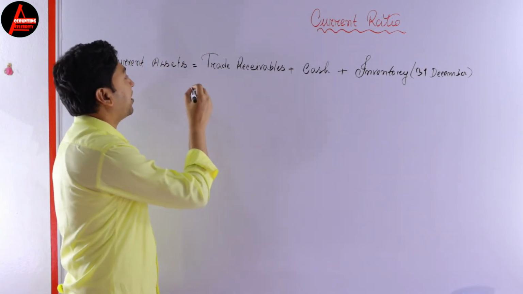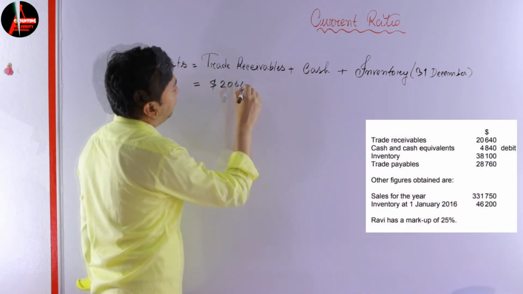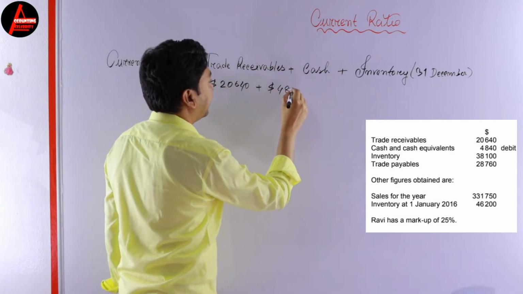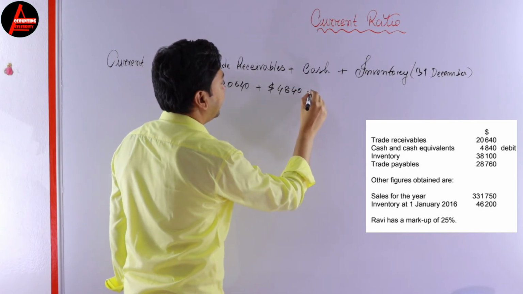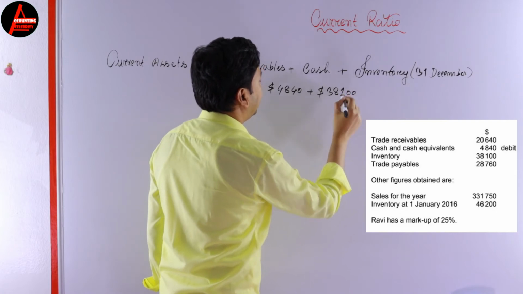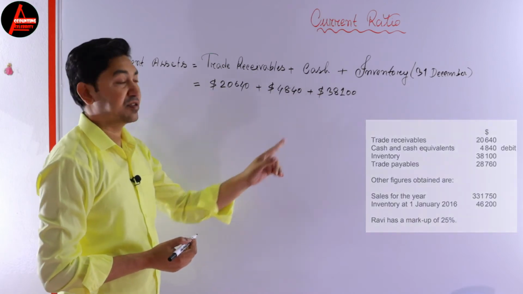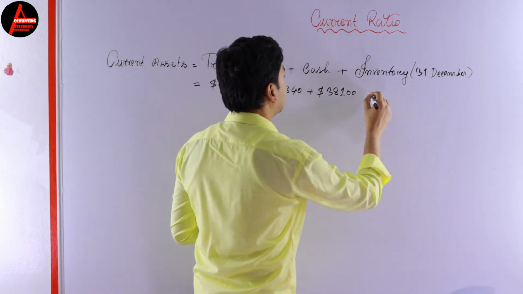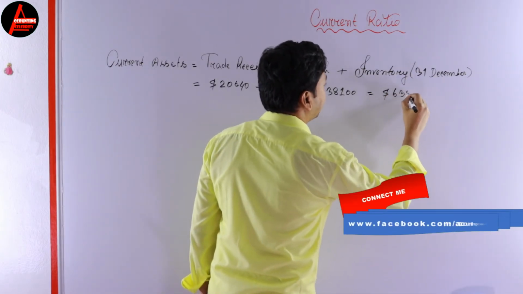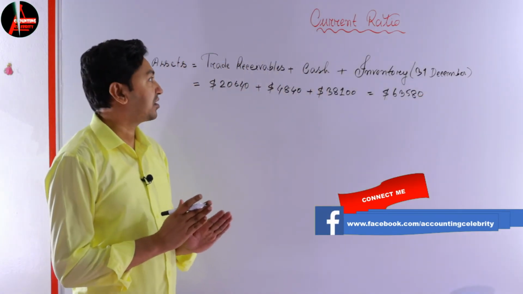So what is the price here? Trade receivable is $20,640. Cash is $4,840. Then inventory is $38,100. Now what to do? We have to add all three items. So what is our total current assets? If we calculate, we get $63,580. So we got our total current assets.